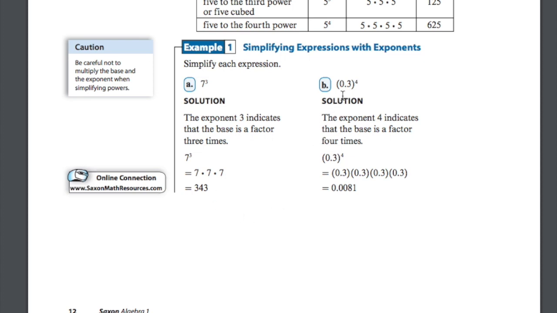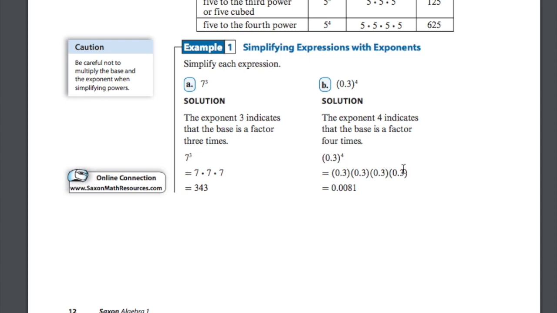In the decimal version, notice the parentheses here. The decimal on the inside of those parentheses still means that you're multiplying by that value. The exponent 4 indicates that the base is the factor 4 times, so 0.3 times 0.3 times 0.3 times 0.3. And you would do that multiplication. Here's how Mr. Shane does that. 3 times 3 times 3 times 3, just because I know my multiplication facts without worrying about decimals. 3 times 3 is 9, times 3 is 27, times 3 is 81.